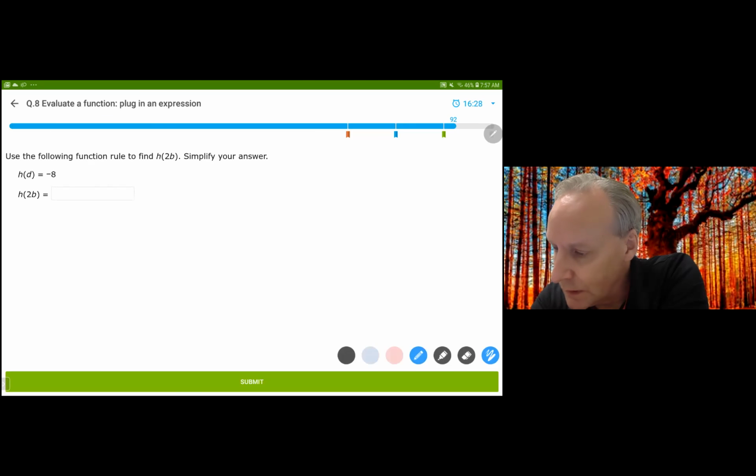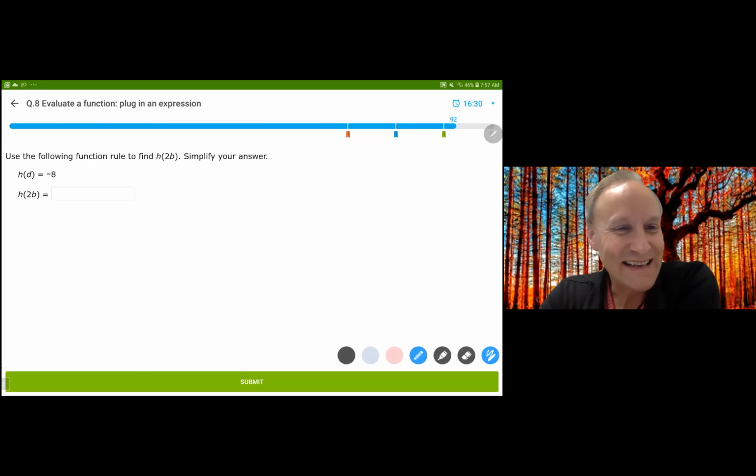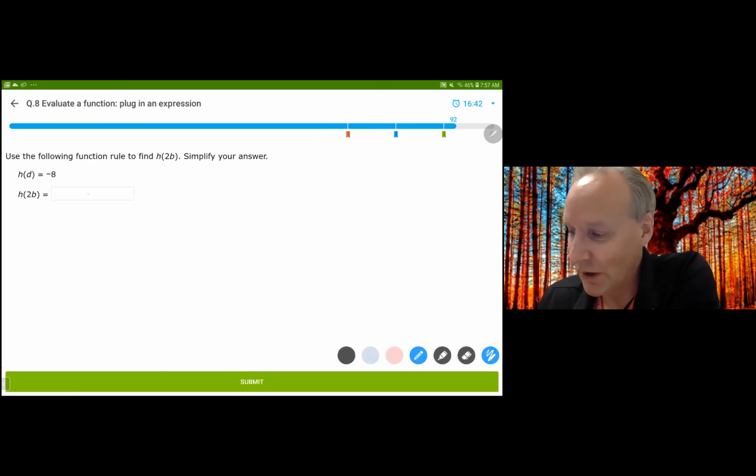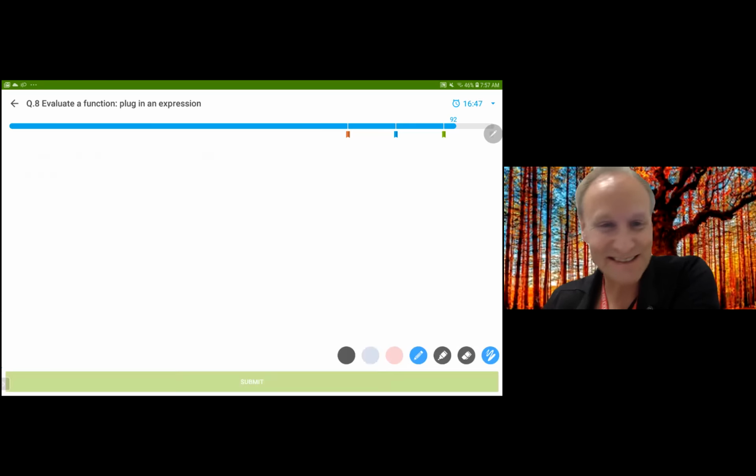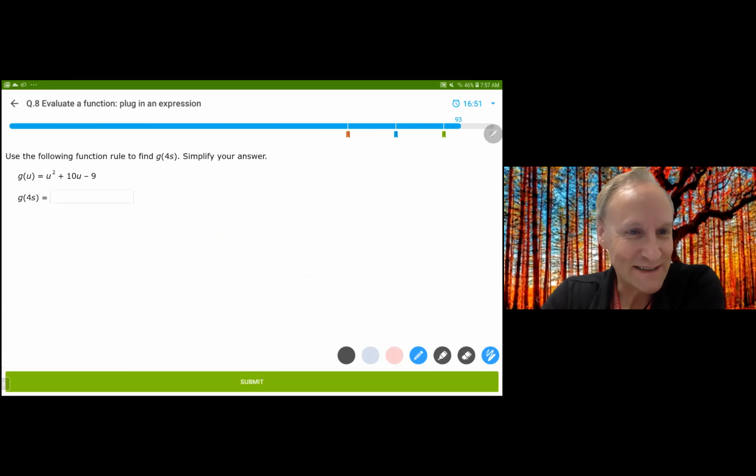This one, trick. It's a trick. Watch out. There's no variable. If h of d is equal to negative 8, h of anything is equal to negative 8. This is called a constant function. We always get the same thing out. Trick, trick, trick. Watch out. They'll get you, especially in the challenge zone.